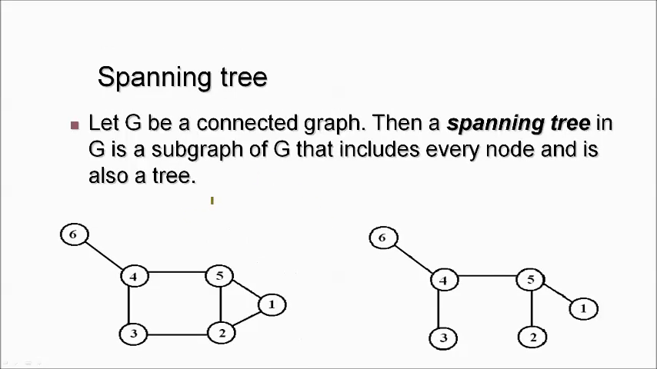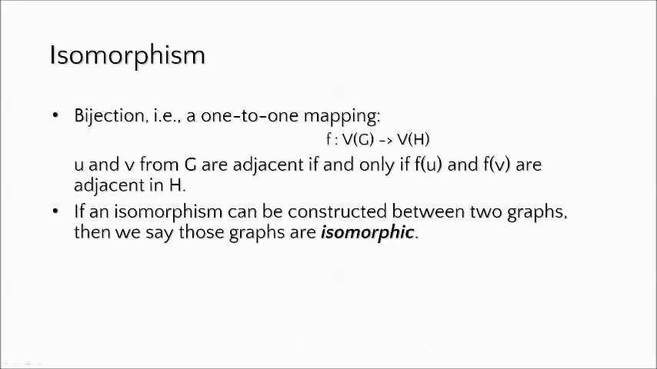We also have the spanning tree. Let G be a connected graph. A spanning tree in G is a subgraph of G that includes every node and is also a tree. So again, all the nodes are connected. Okay, so this is an example of a spanning tree.